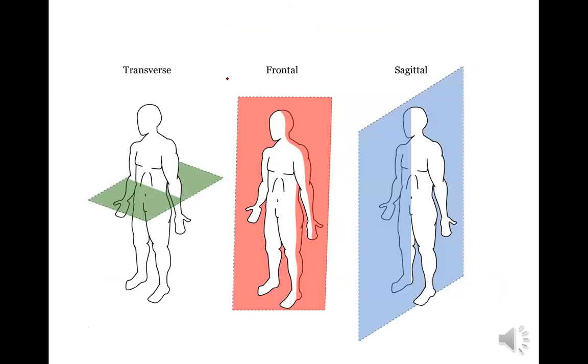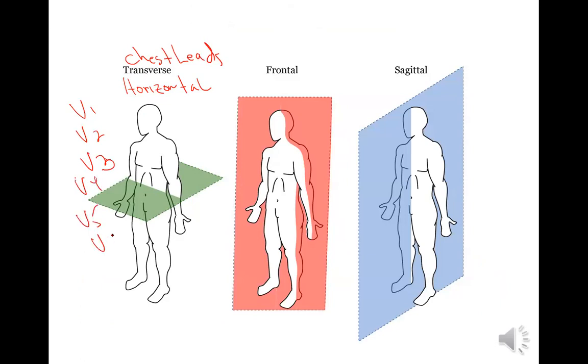Now the planes, again, we went through this before. This is something we should go over all the time. Transverse, also known as what? Horizontal. Correct. This is the chest leads or precordial leads. And how many of them are there? There's 6, and there's the V's. You'll see where to put them closer up. V4, V5, and V6.